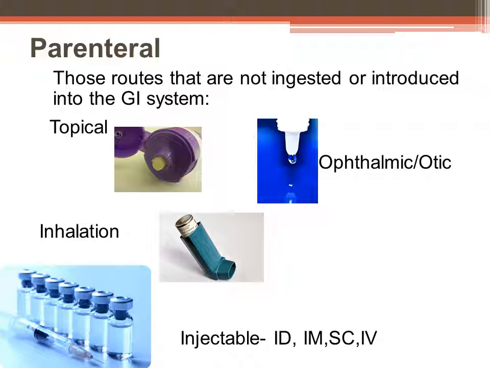All medications that are not ingested or introduced into the GI system are considered parenteral. These are topical, ophthalmic, otic, vaginal, nasal, inhaled, and injectable. Just to let you know, some references consider only injections as parenteral medications and classify the rest of the medications that we just reviewed here as percutaneous, which means affected through the skin.